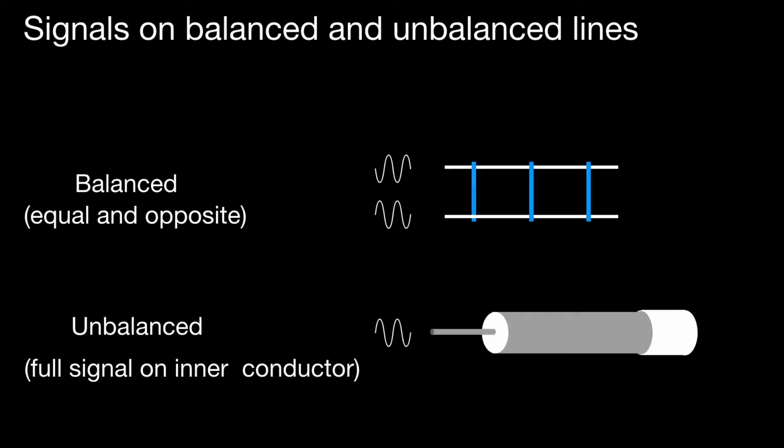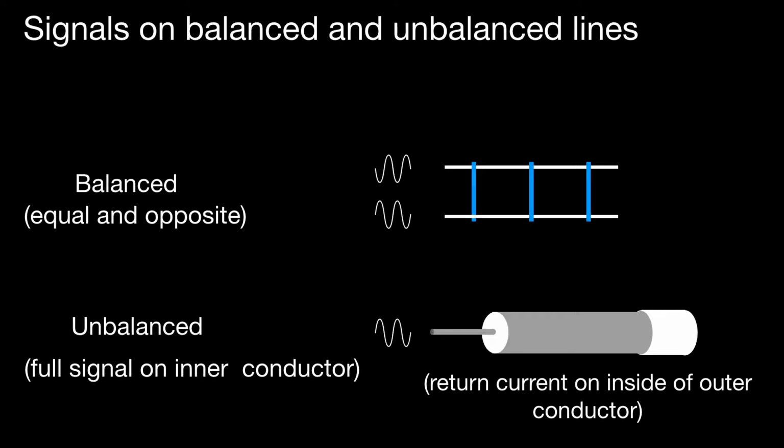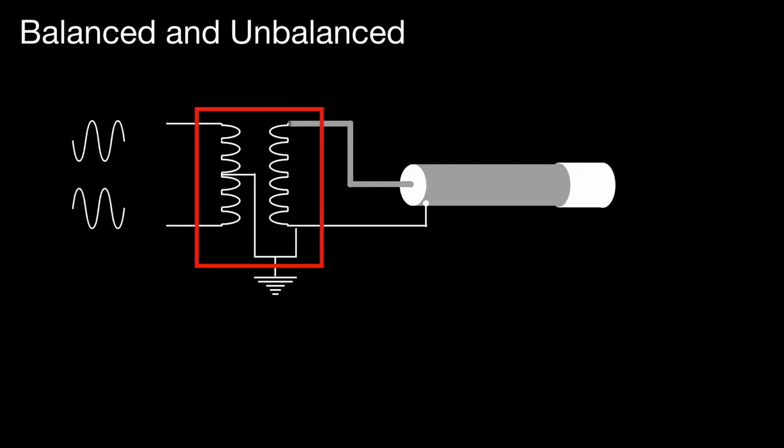So returning to the coax cable, the full signal is on the inner conductor and the return current on the inside of the outer conductor or the braid. Now there are circumstances when we need to connect an unbalanced system to a balanced system, and for that we use a Balun, and this has been mentioned I think in both the foundation and intermediate courses. This is an example of a Balun.